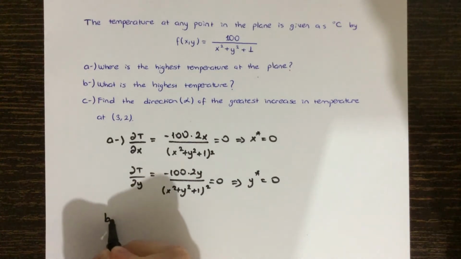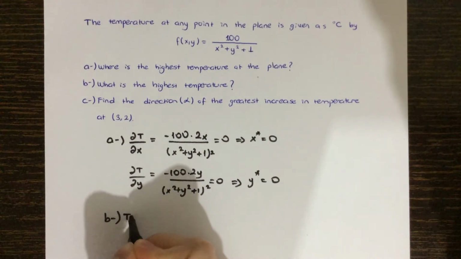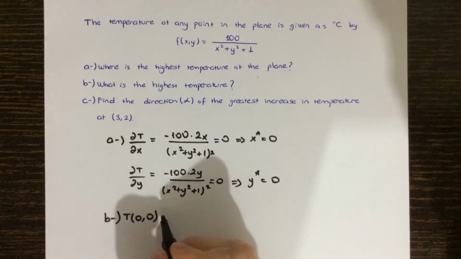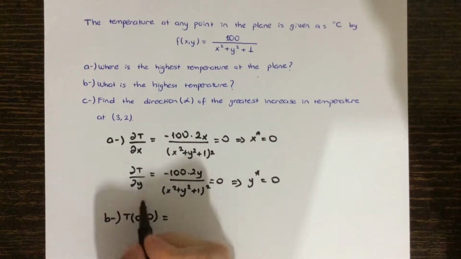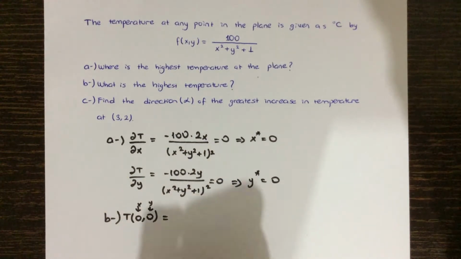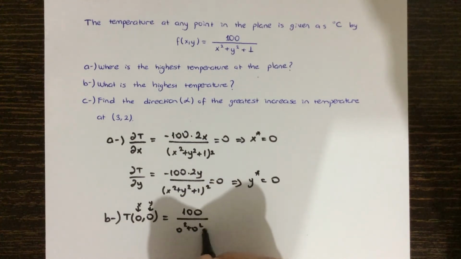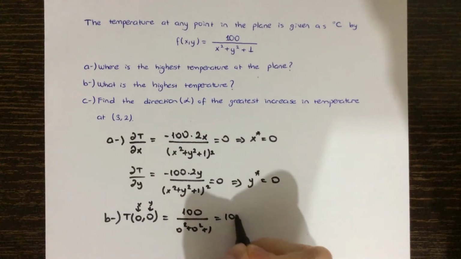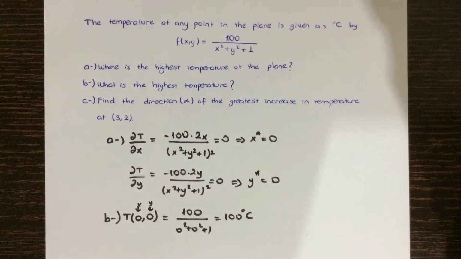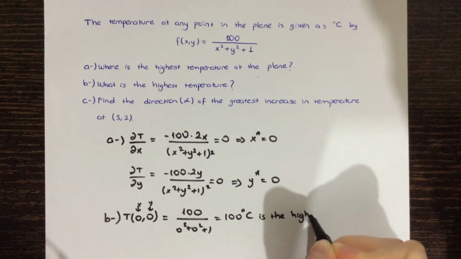So for the b, the highest temperature is, we set that to 0. If you write 0 for both x and y, you're going to get, I'm going to write it anyway, 100 centigrade degrees is the highest temperature. Let's continue with the question C.